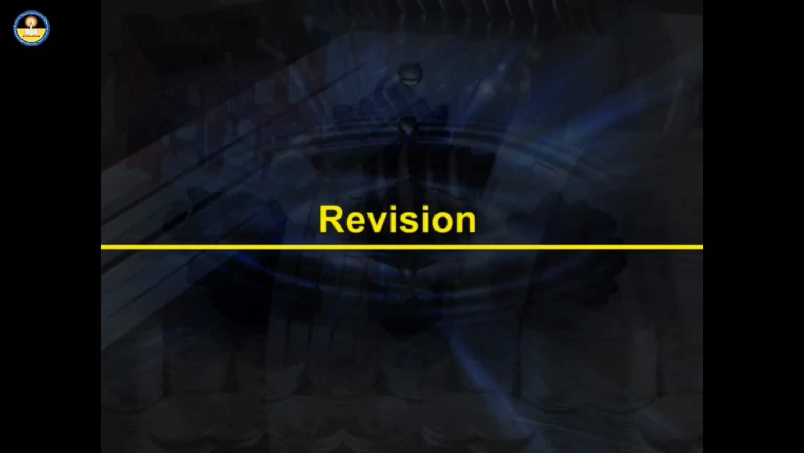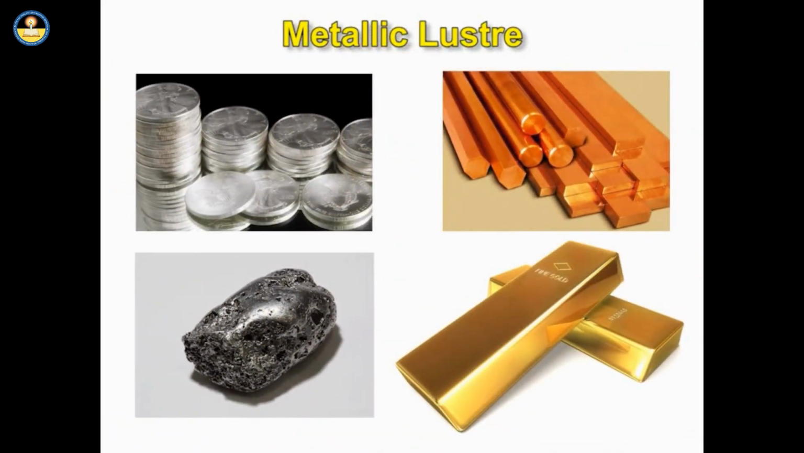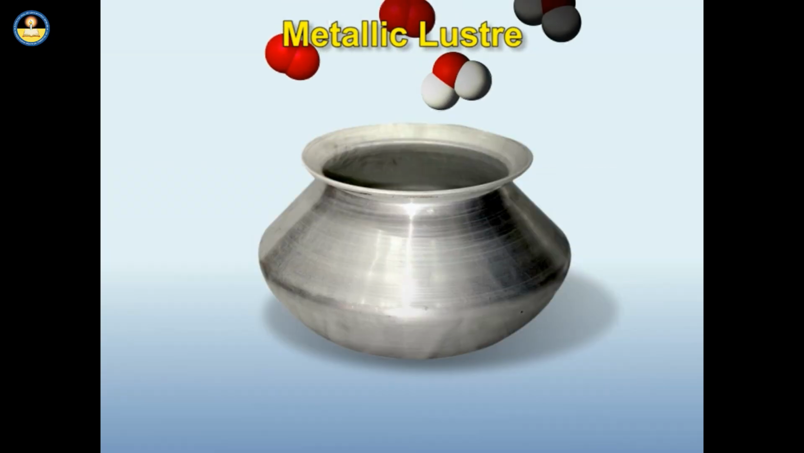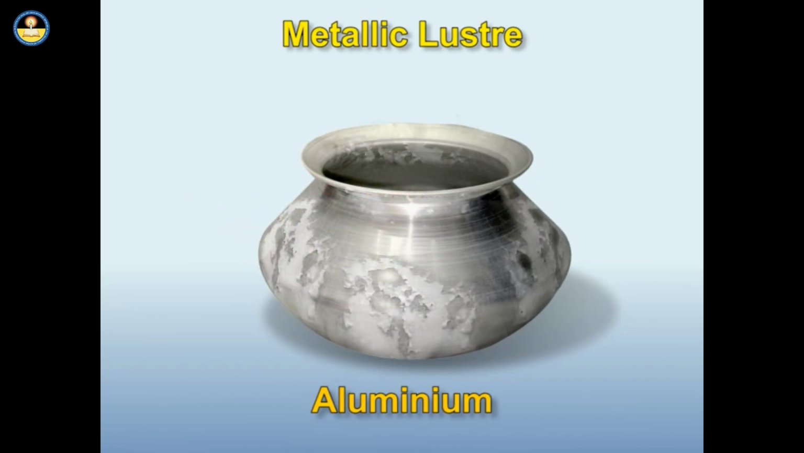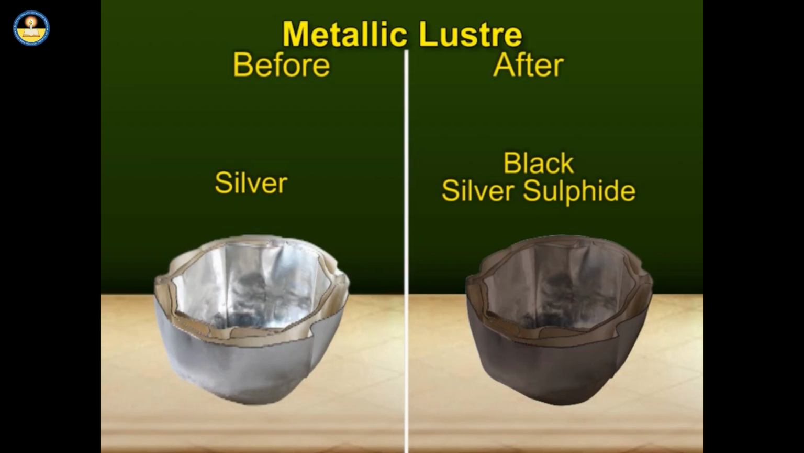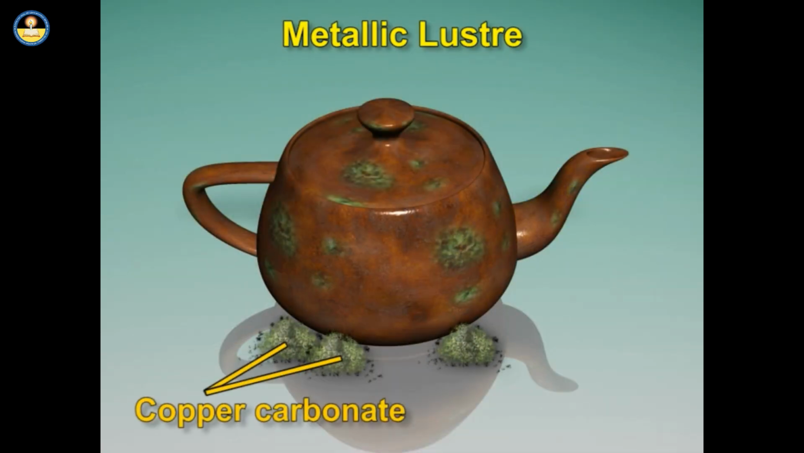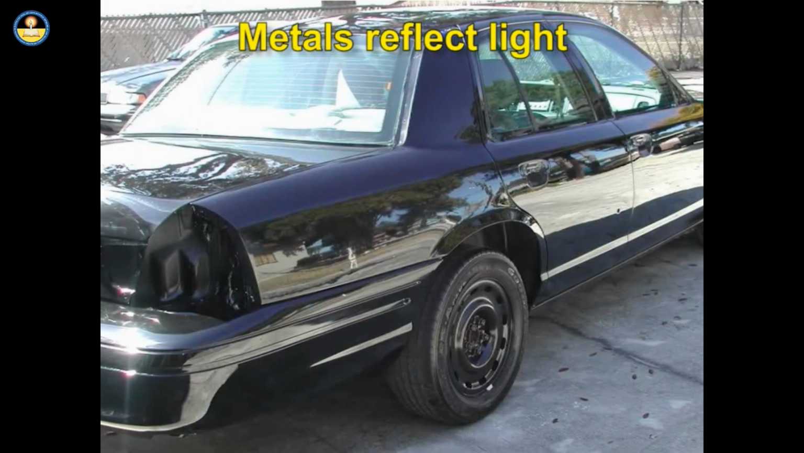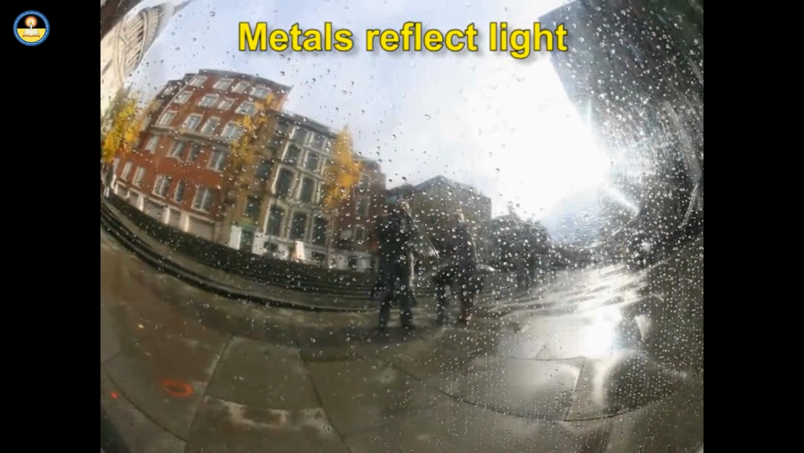Let us revise. Metallic luster is the ability of a metal to reflect the light falling on it. Metals lose luster if kept in an atmosphere due to the formation of oxide, sulfide, or carbonate layers on them. Metals reflect light at all angles and therefore can act as mirrors.